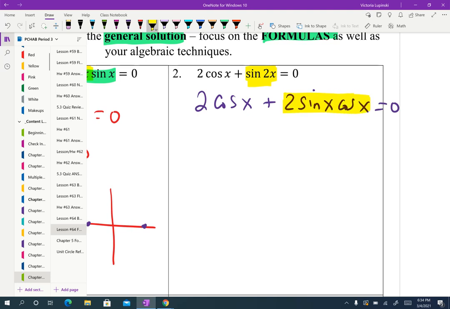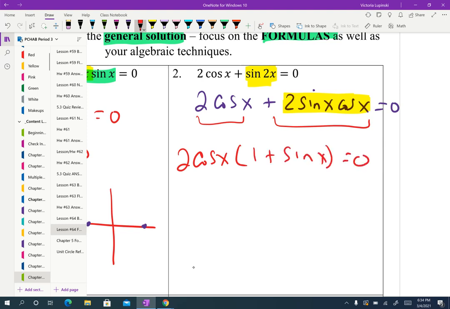From here, hopefully you would recognize that you have two different terms, and you're going to go ahead and factor out the greatest common factor. So the greatest common factor is a 2 cosine x. That would leave you with a 1 plus sine x equals 0. If you set 2 cos x equals 0, you're going to get that cos of x is equal to 0. Or 1 plus sine of x equals 0, you're going to get that sine of x is equal to negative 1.